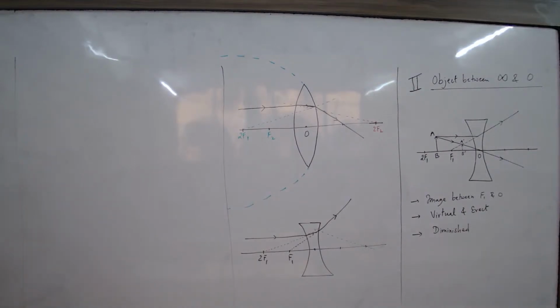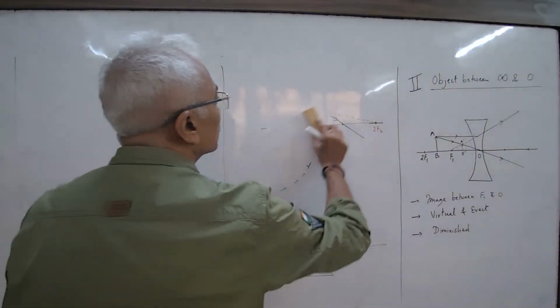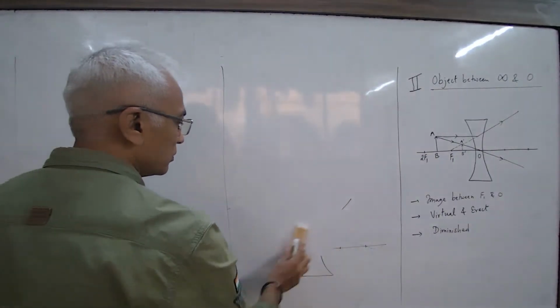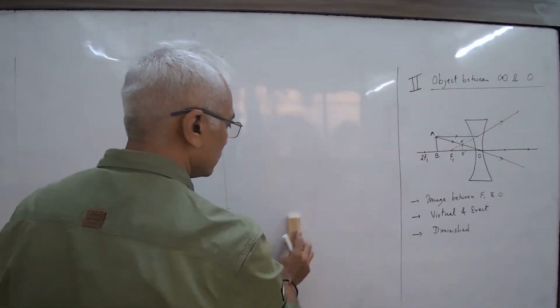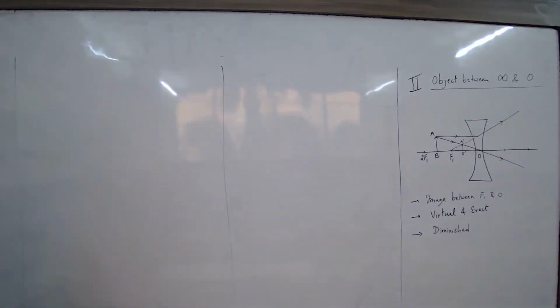So does anybody have any questions on image formation by lenses? I think everybody is comfortable. So now we'll discuss sign convention.